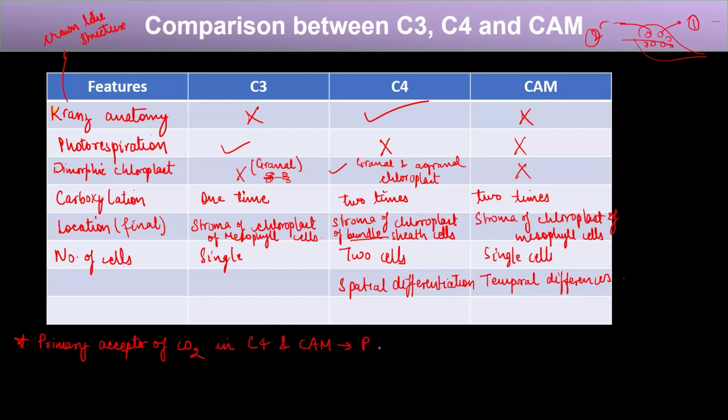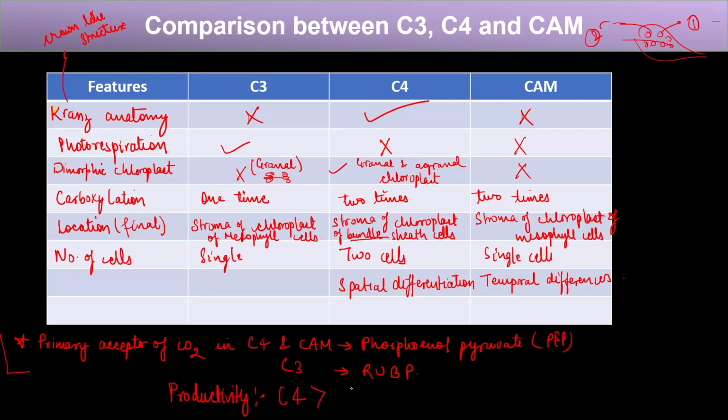It is PEP, phosphoenol pyruvate. That is PEP. While in the case of C3, we know it is RuBP. So this is one of the important comparisons, or differences, between C3, C4 and CAM cycle. Now, the last point is about productivity. We know that C4 plants are the most productive. So in terms of productivity, the most productive are C4, followed by C3, followed by CAM plants.